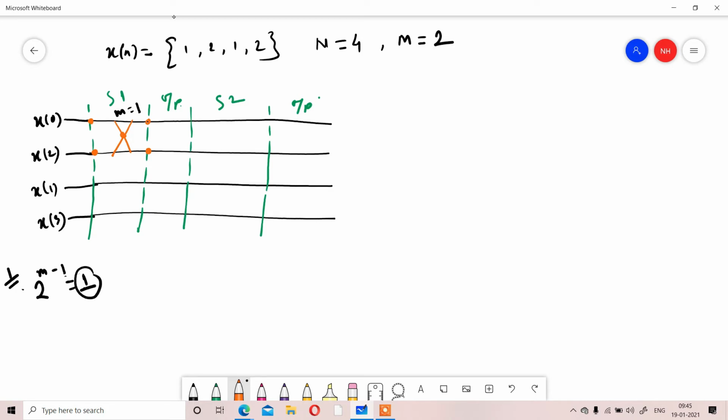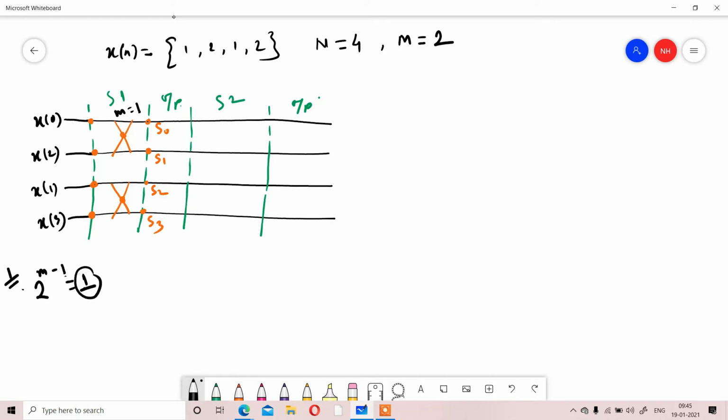Now x0 and x2 are already used to design the butterfly. So the next input is x1. So x1 will be connected to, after one bit gap, x3. So x1 will be connected to x3 to design the next butterfly. And with respect to that, the output is this. So represent the output as S0, S1, S2 and S3.